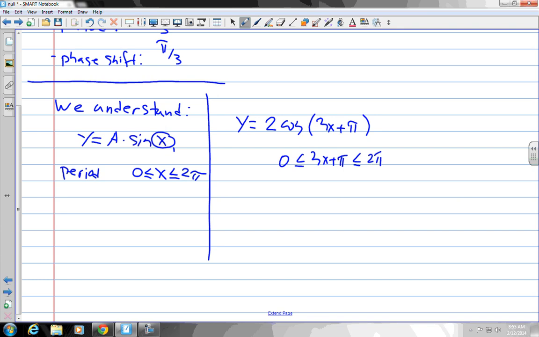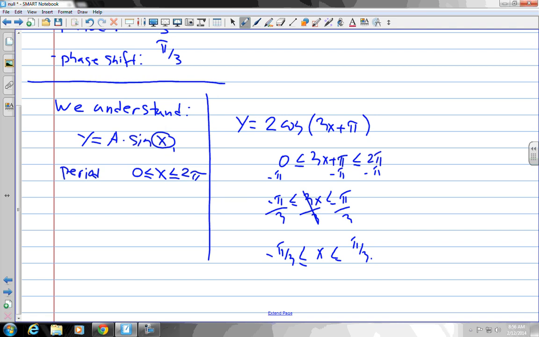Well, I can now solve for x. By solving for x, they'll actually literally tell me the interval of one of the periods. So algebraically, if I solve for x, subtract pi all the way across, so it's negative pi, 3x, positive pi, and then divide by 3 all the way across. So it's negative pi over 3 to positive pi over 3. So that's the first period of that function.